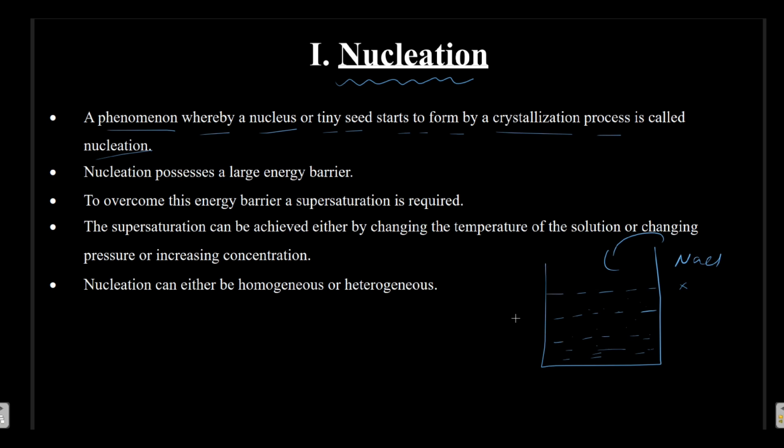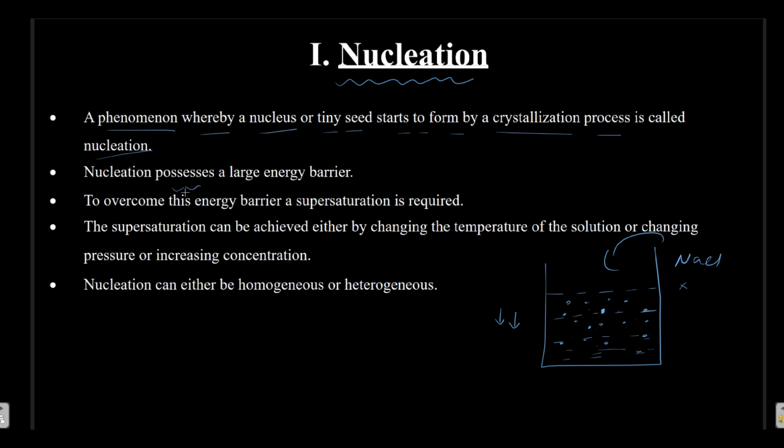Now if the temperature starts to decrease slowly, then a nucleus or a tiny seed starts to form. Okay, somewhere in the solution, a nucleus or tiny seed will start to form. Not only one, but there will be multiple of those tiny seeds. There will be a lot of those tiny seeds. These are called the nucleus or tiny seed.